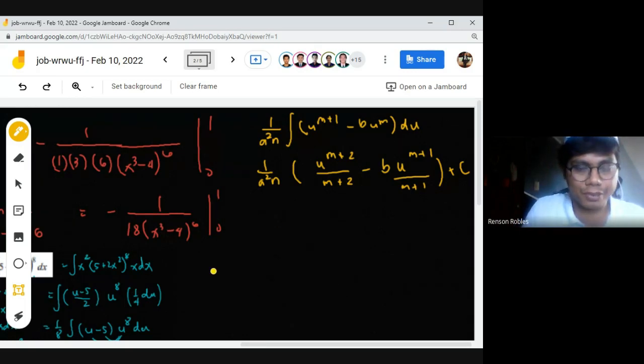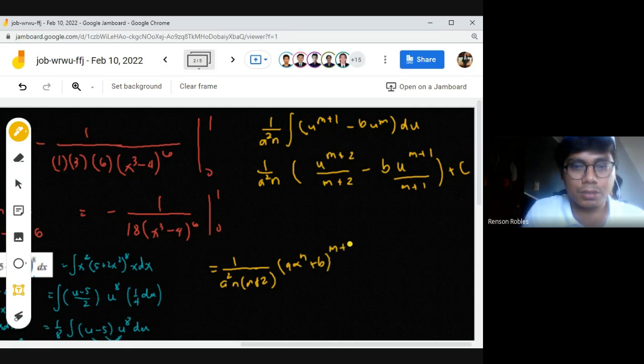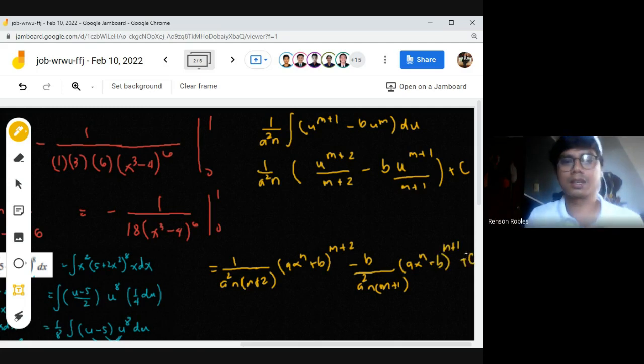I hope you still can follow. 1 all over a squared n, then m plus 2 times ax raised to n plus b raised to m plus 2 minus b all over a squared n times m plus 1 times ax raised to n plus b raised to m plus 1, and then you add c. So, ito yung form na yan. And then, gamitin natin dito sa kulay blue.